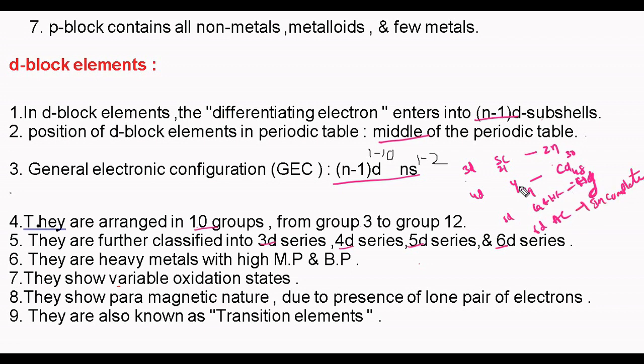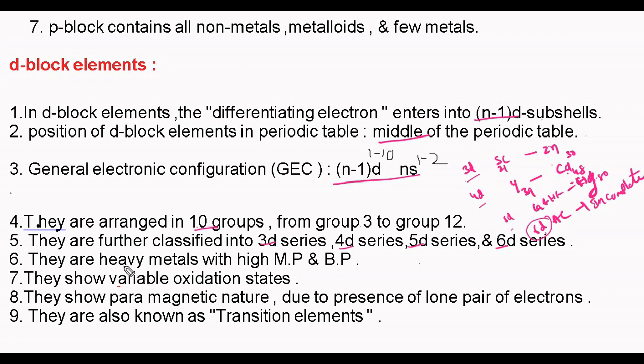How many series are there in the d block elements? 4 series are there: 3d, 4d, 5d, 6d. Out of all these series, 6d is the incomplete series. The remaining 3 series contain 10 elements each. The 3d series begins with scandium and ends with zinc. The 4d series begins with yttrium and ends with cadmium. And the 5d series begins with lanthanum and hafnium and ends with mercury. Is it clear?